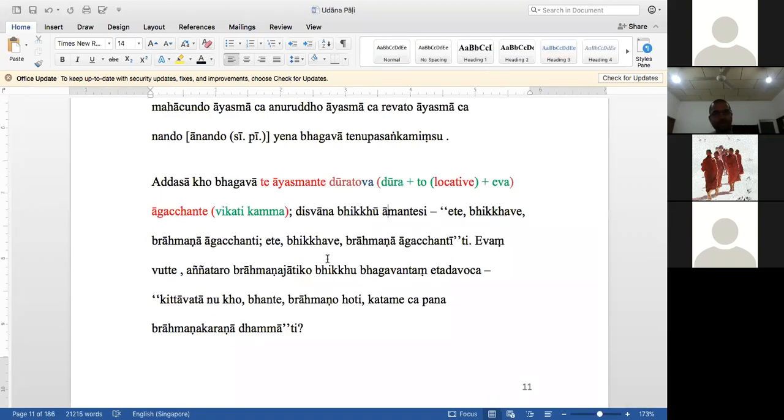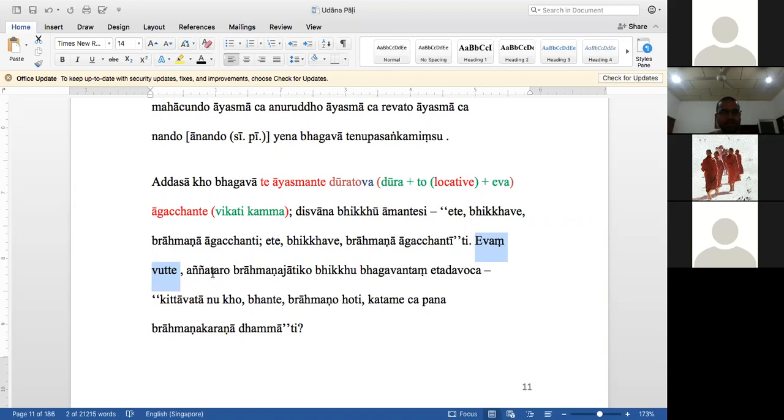Then the Buddha repeated the same thing two times. Bhikkhave is a vocative case. Agachanti. Evang vutte. So thus said, when the Buddha has said thus, right? Evang vutte. Anyataro brahmana jatiko bhikkhu bhagavantang edato.